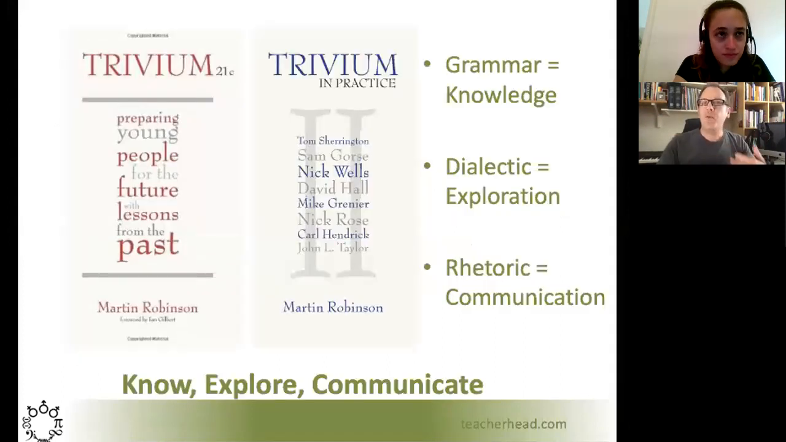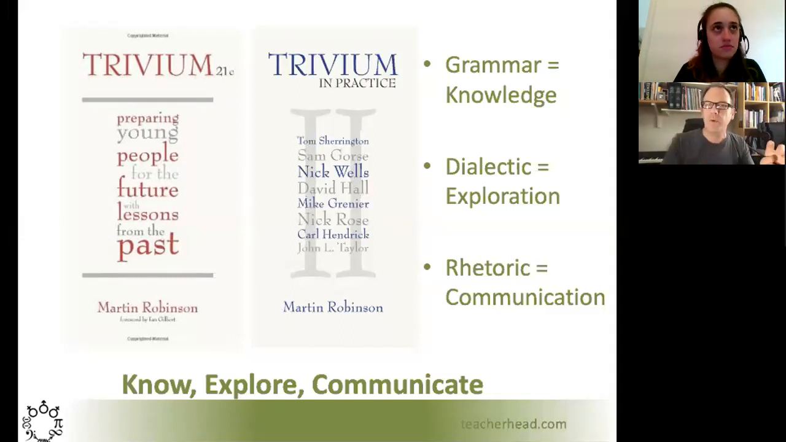So I've always looked for things which link things together, like Trivium 21st Century. If you've never read this, read Martin Robinson's epic book. It's brilliant. It blends traditional ideas about grammar, knowledge, with dialectic exploration and rhetoric. How do you communicate ideas? It's a superb way of linking ideas about curriculum and teaching together in a very coherent philosophical way.